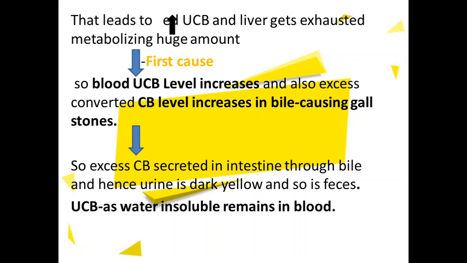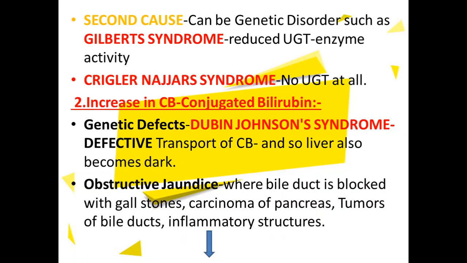Okay. So in that way the conjugated bilirubin is excreted. But unconjugated bilirubin is water insoluble because it is lipid soluble. So it is not excreted out, it remains in the blood. That is the first cause of the increased UCB.